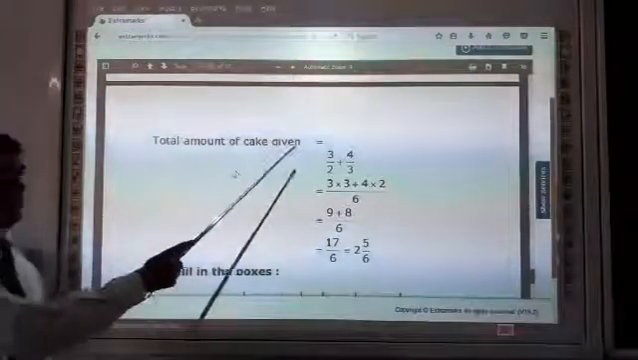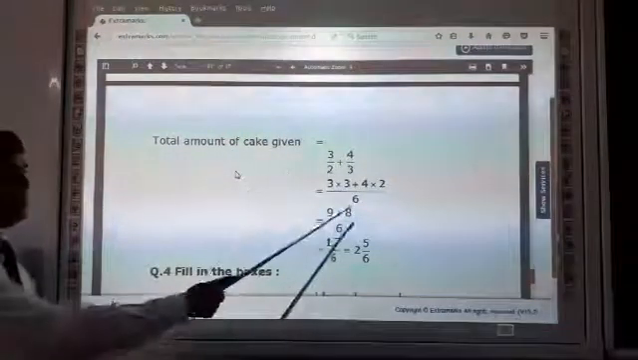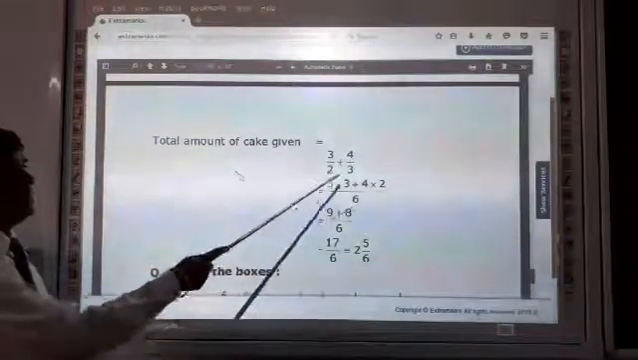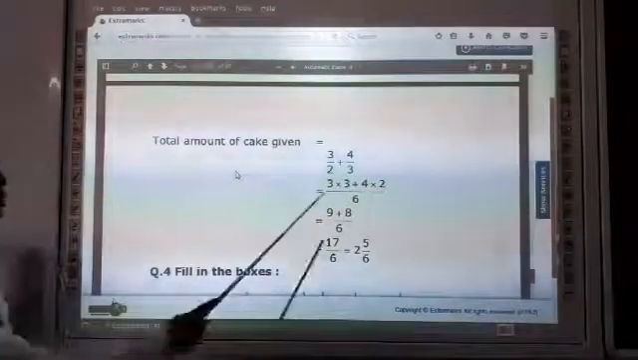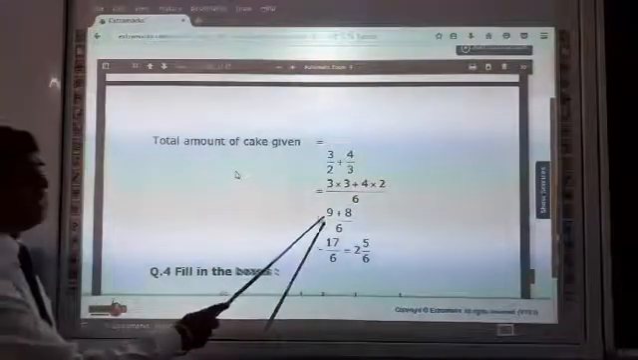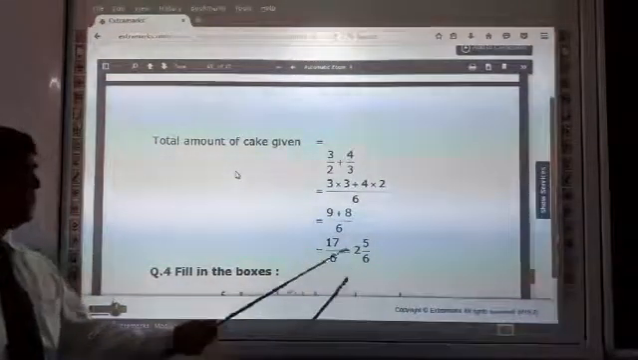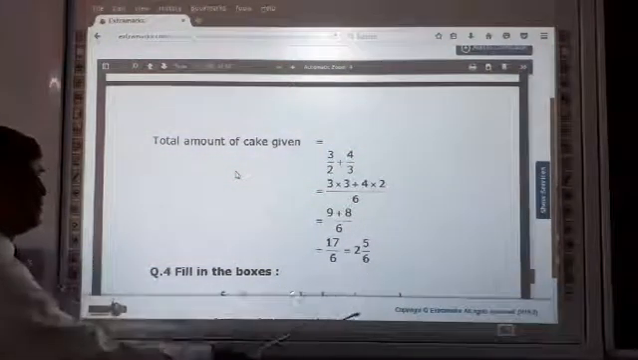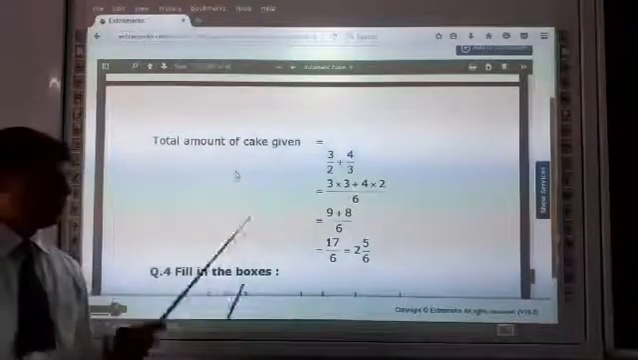Total amount of cake given is equal to 3 by 2 plus 4 by 3. 2 threes are 6. This is LCM 6. 2 threes are 6. 3 multiplied by 3, plus 3 twos are 6. 4 multiplied by 2. 3 threes are 9 plus 4 twos are 8, upon 6. 8 plus 9 is equal to 17 upon 6. Converting to mixed fraction: 6 twos are 12, plus 5 is 17. So converting to mixed fraction, 2 5 upon 6. This is the answer.